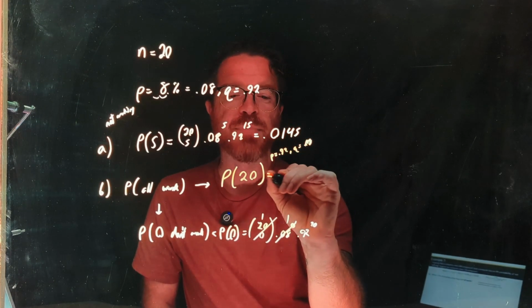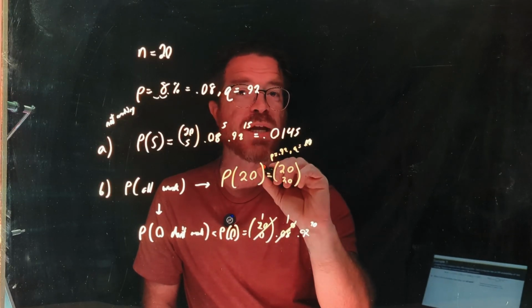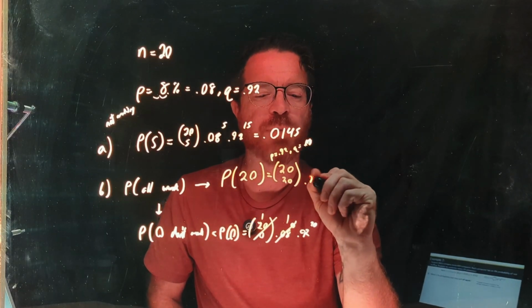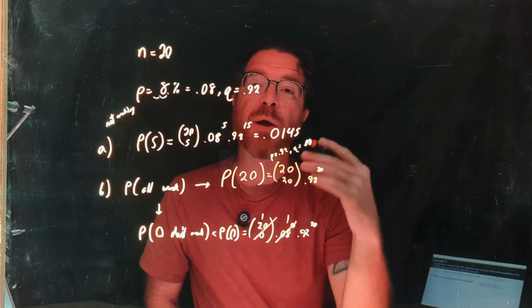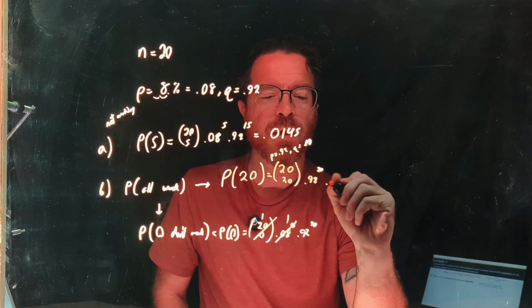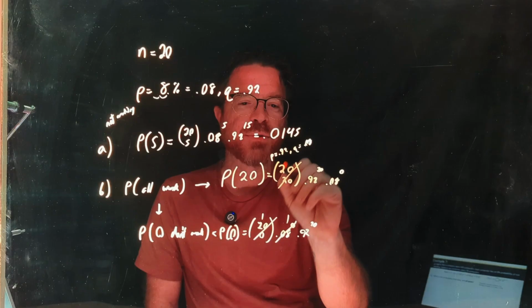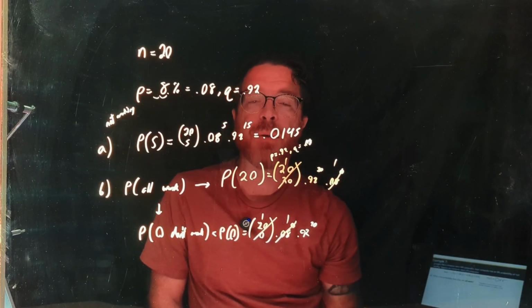So this will then end up being 20 choose 20, because we have all of them working. Our probability of finding a working computer is 0.92, and this is going to be to the 20th power. And our probability of finding a not working computer, 0.08 to the 0 power. So again, this goes to 1, this goes to 1, and look at that. It's 0.92 to the 20th power.